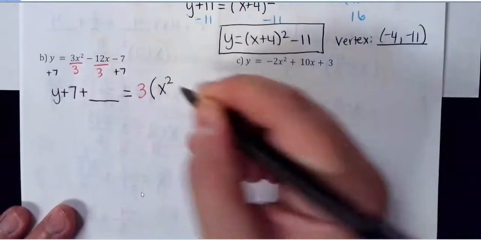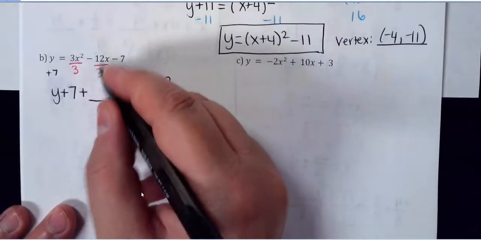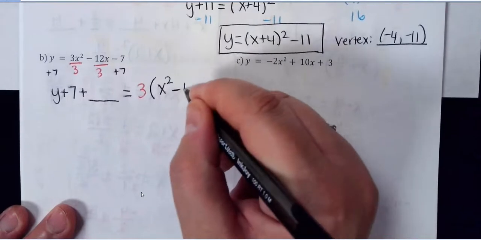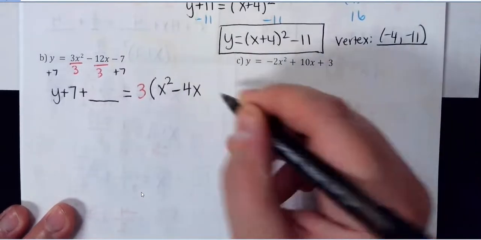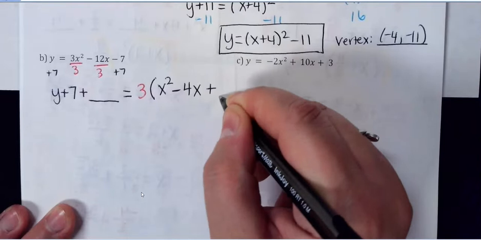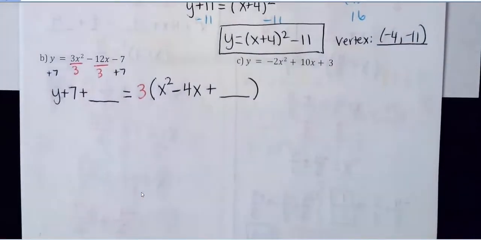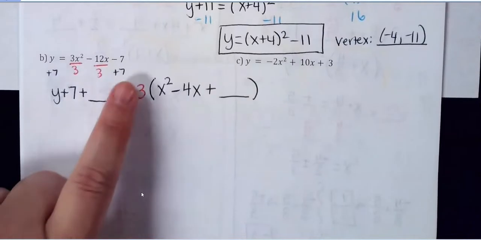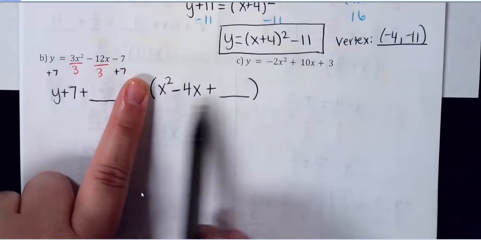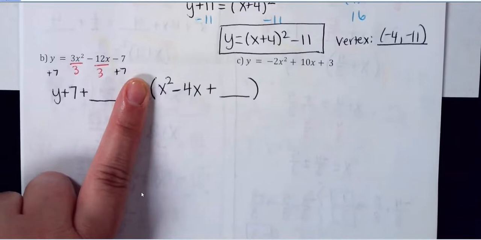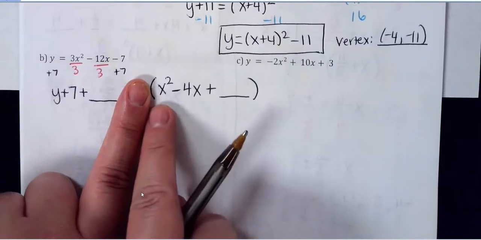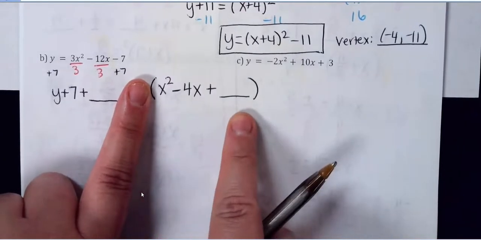So left over I'd have x squared. If you take that negative 12 divided by 3, that would make that negative 4. Okay, I'm going to leave a little spot to complete the square, and that whole thing is going to be in parentheses. What would you put in here to complete the square? Don't worry about the 3 out in front. Just pretend that I gave you x squared minus 4x. What would you add there?